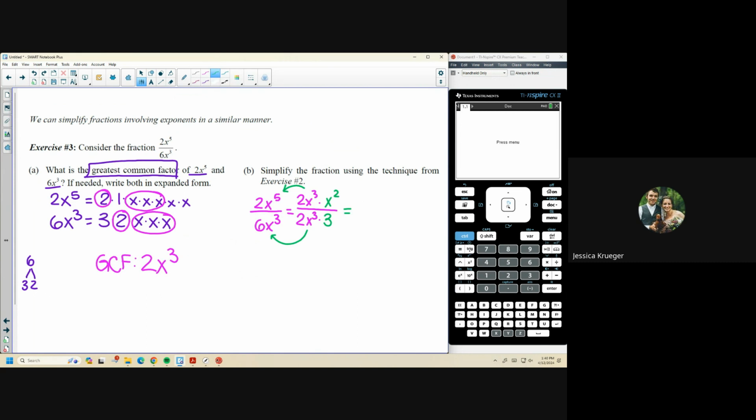So now I can rewrite this. I can break this product apart. 2x to the third over 2x to the third times x squared over 3. This becomes 1, and 1 times x squared over 3 is just x squared over 3. So the fraction 2x to the fifth over 6x to the third can be reduced and rewritten as x squared over 3.